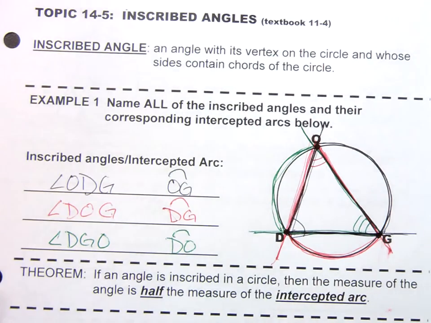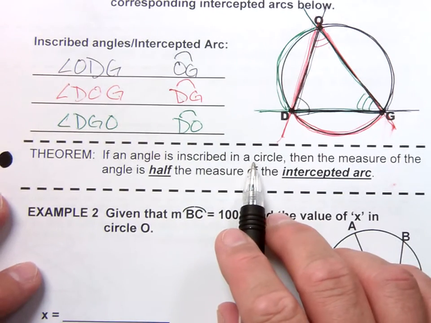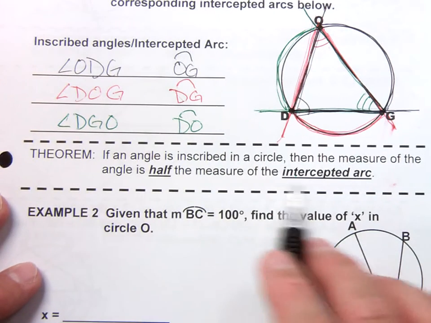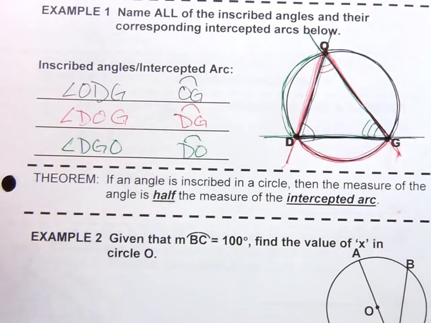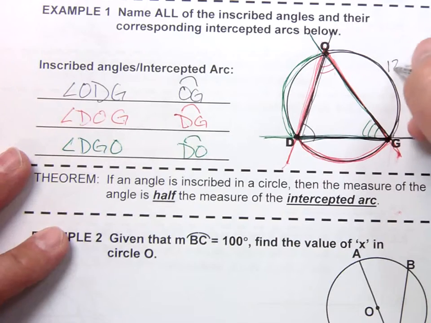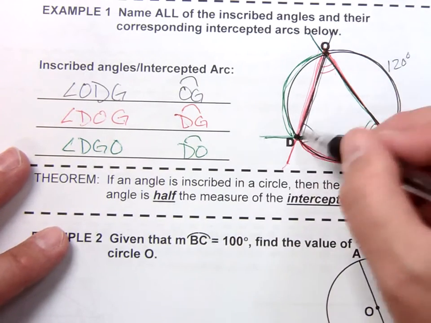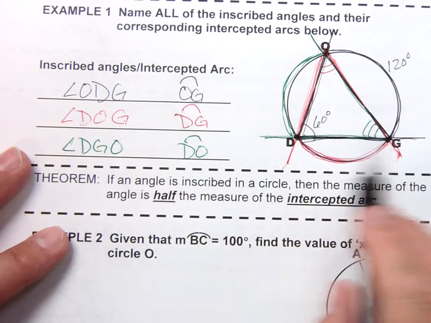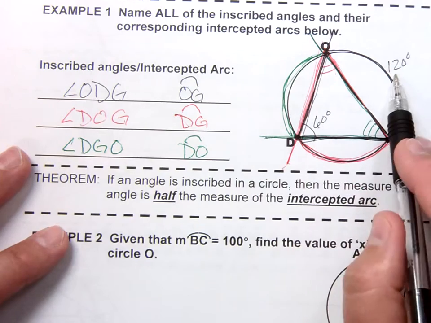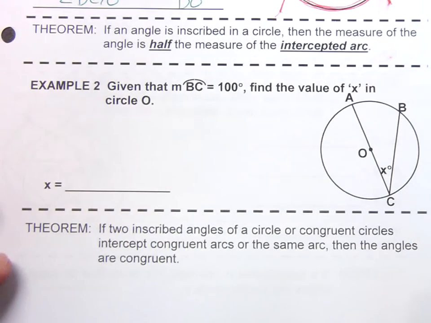Let's read this theorem right below. It says, if an angle is inscribed in a circle, then the measure of the angle is half the measure of the intercepted arc. So I don't know the measurements of all this stuff, but let's just say that arc OG is 120 degrees. That would tell me, based on this theorem, that angle ODG has to be 60 degrees, because an inscribed angle is always half of its intercepted arc, and half of 120 is 60. So let's see if we can take that theorem and solve the problem below.